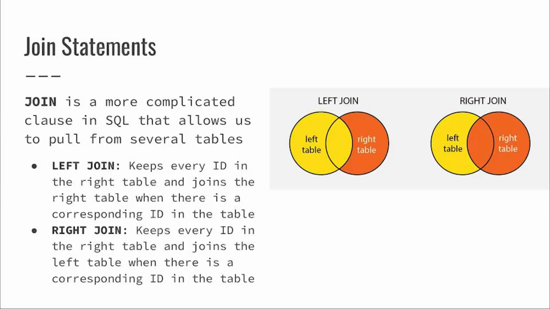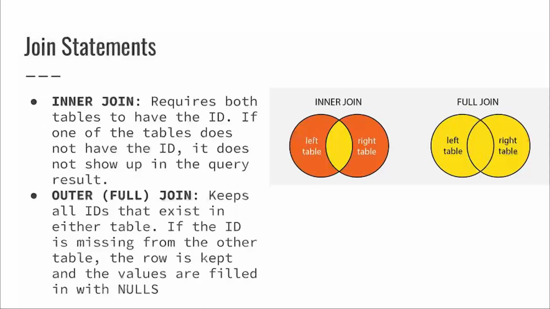So if you look at the chart, you can see for the left join, we're taking everything from the left table and then only the overlapping aspect of the right table. And then for the right join, we're taking the right table plus any of the corresponding IDs from the left table that match the right. So there are two other joins you should be aware of: the inner join and the outer join. So for the inner join, it requires that both tables have the ID, otherwise the value isn't kept.